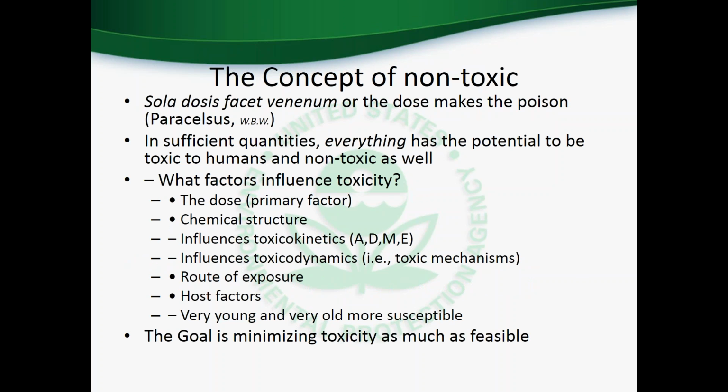And so the idea of toxic and non-toxic, what does non-toxic actually mean? If you look at the original definition that is used by most toxicologists, it is sola dosis facit venenum, or the dose makes the poison. This was articulated by Paracelsus. WBW means way back when. So back in the 1500s, Paracelsus identified that the higher the dose, the more toxic something will be. So if everything is a poison at some dose, the opposite is true as well. Everything is non-toxic at a low enough dose.